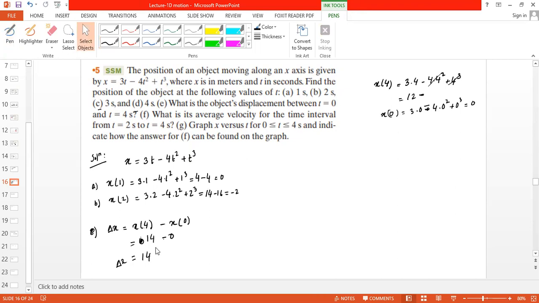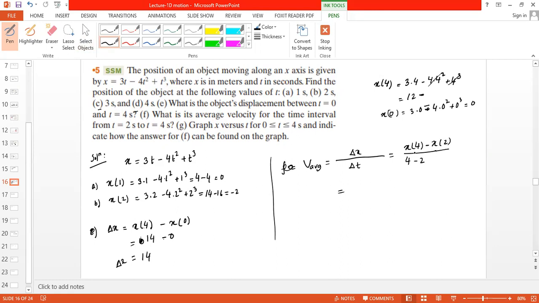Is it clear? Okay, and then in part F, they're asking for the average velocity for the time interval 2 to 4 seconds. So for part F, they are asking me to find the average velocity. So V average equal to difference in position divided by difference in time. So the times are 4 and 2. I have to find the average velocity between 4 and 2. That means the position will be like x of 4 minus x of 2.